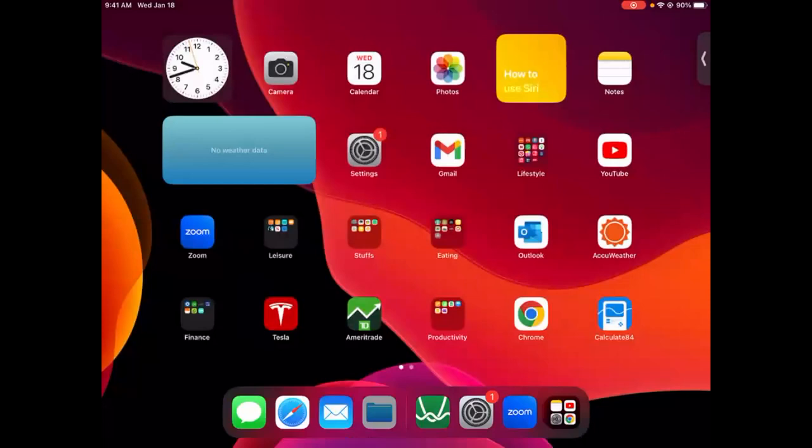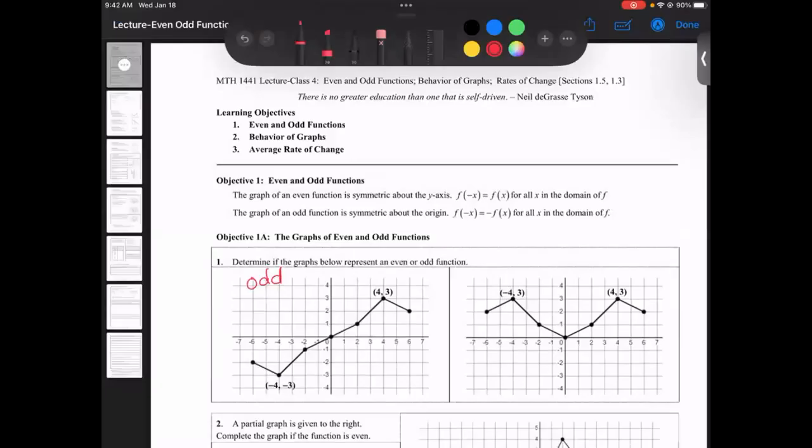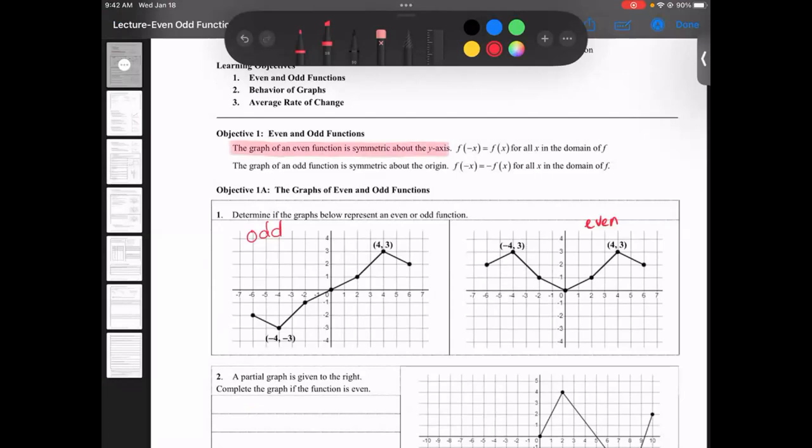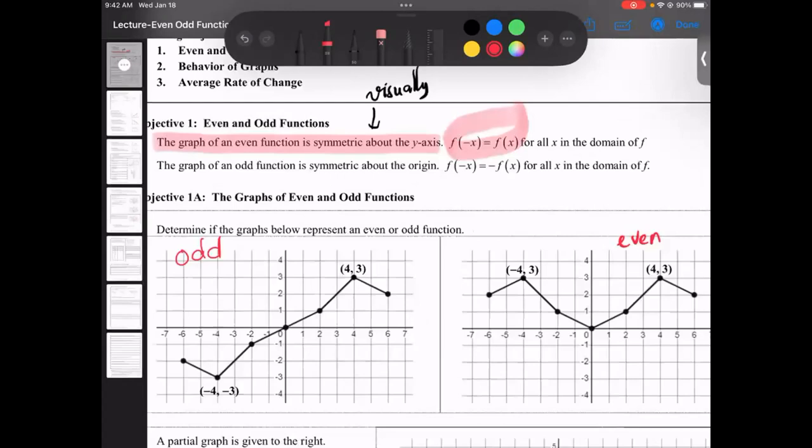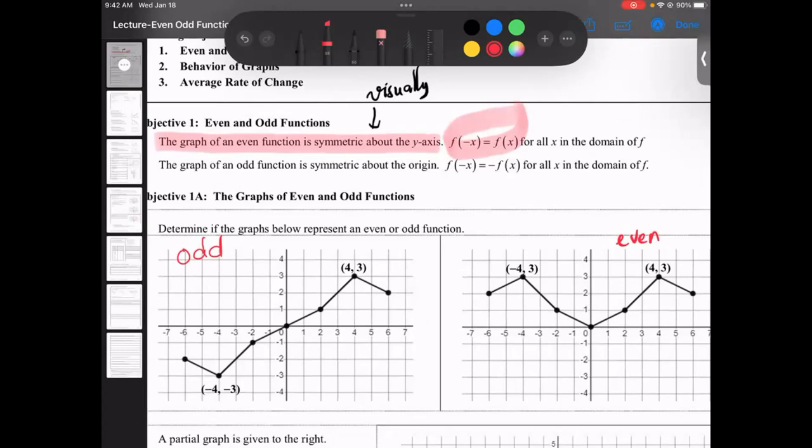There you go. This one is even. And for an even function, they're symmetric over the y-axis. This is visually. Visually, when you look at the picture. Algebraically, if I don't give you the picture and I ask you to prove these two functions are even, what do you do? You prove that if you plug in negative x for the input, it should equal the original function. So f of negative x equals f of x. That's how we prove it algebraically.